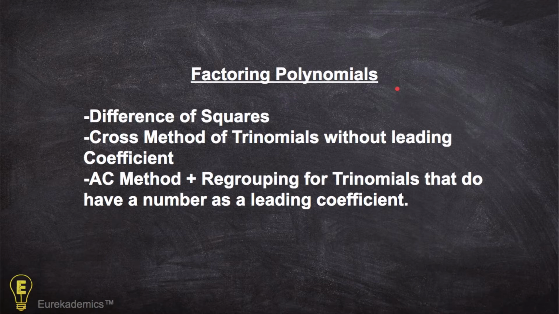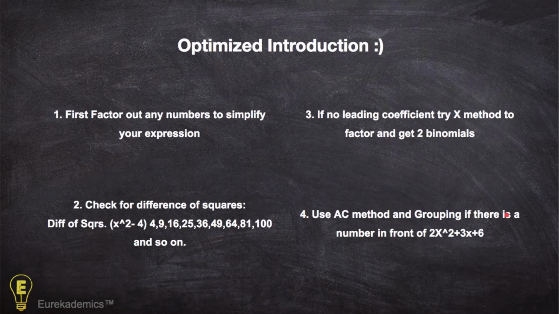Okay, so in order to get through this homework, you're going to have to be very familiar with this thing called difference of squares. We're going to learn how to use this X method for the trinomials that we see without a leading coefficient. And then we're going to learn the AC method and regrouping for trinomials that do have a number as a leading coefficient in front of the polynomial. All right, let's get started.